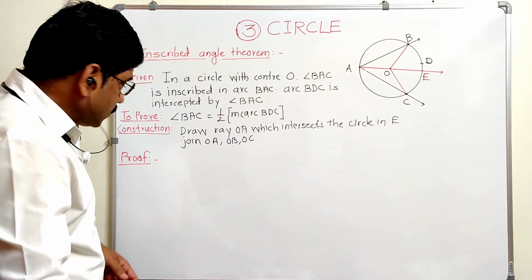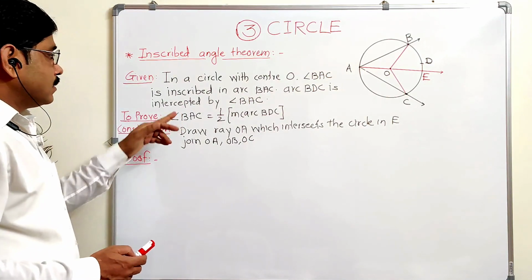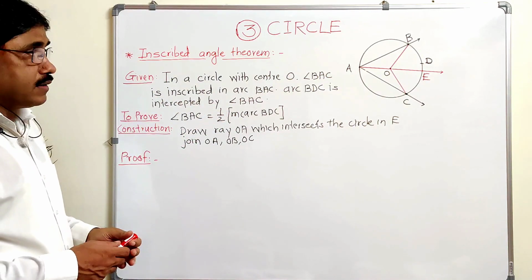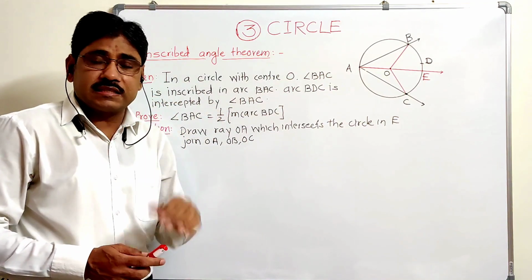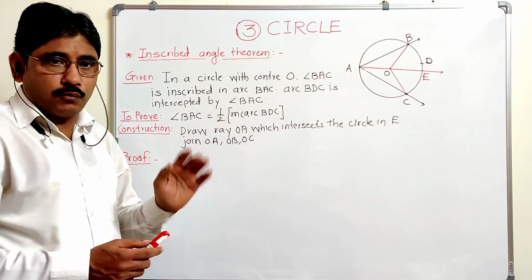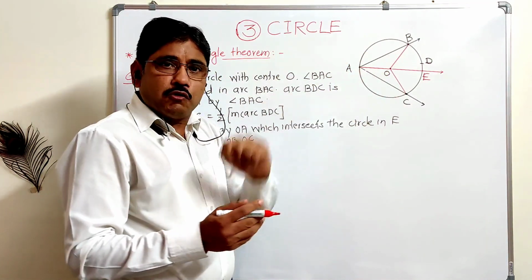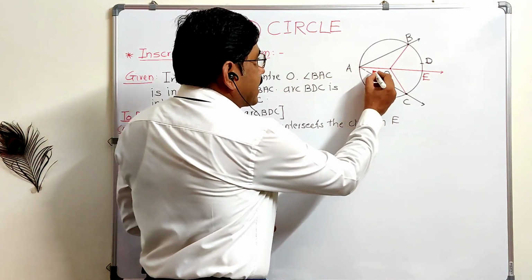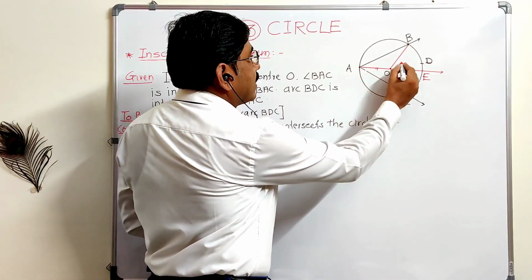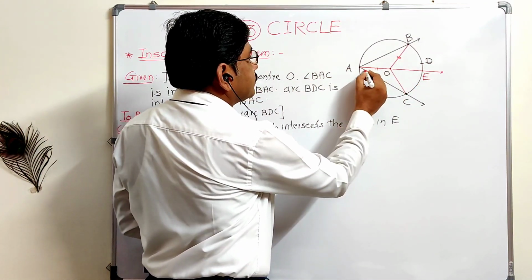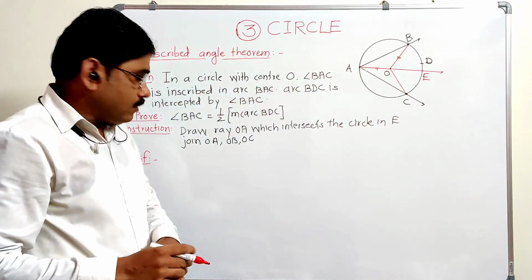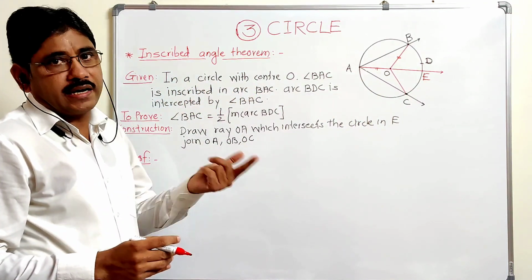Now we have to prove this angle BAC is half of arc BDC. Now how can we prove? Let us see the rough idea, then we write the proof. So here observe triangle AOB. In triangle AOB, can we write this one? OA equals OB. Can we write OA equals OB? Radii of the same circle.